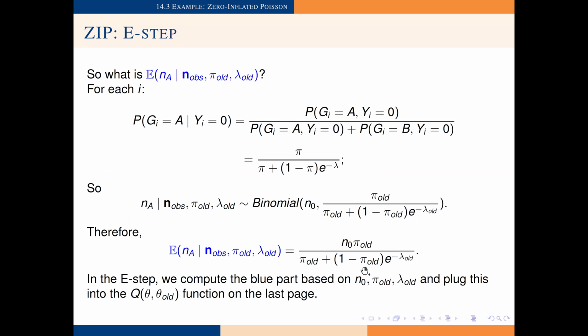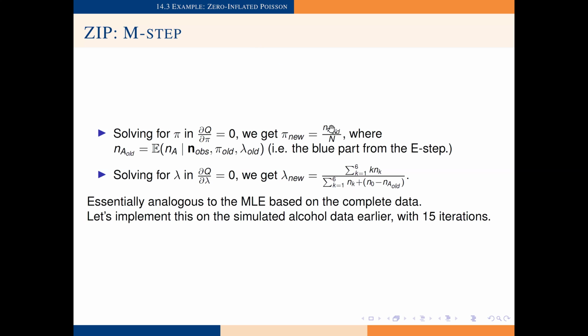So this whole thing, the NA old, is going to be a constant that you can plug in here. You divide it by n, the total sample size. It's going to give you the pi nu, which is your new guess for what proportion of people come from the never drinker population A.